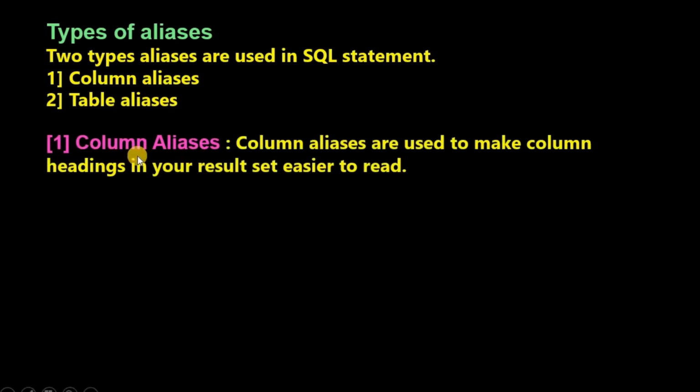Column aliases. Column aliases are used to make column headings in your result set easier to read. With column aliases, we can change long column names in an SQL query and make them simple, short and readable. When we execute the query, we can see the change in column headings in the output. But in the real table, actual column names are not changed. Generally, we use column aliases when we are using a single table.